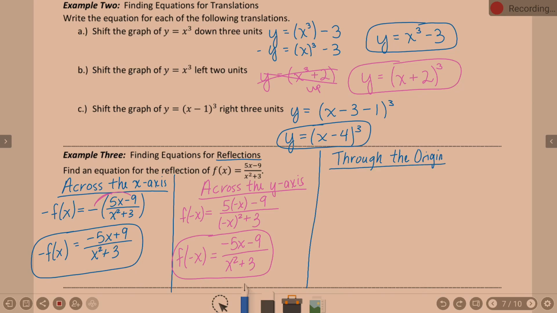Now, when you look up above, through the origin, you're going to do negative f of negative x. So we have to do both. Basically, we're combining the two steps we just did. We're going to multiply the whole equation by negative. So in my first step, I'm just going to put a negative out front. But then we're also going to do the step we just did, where every place you see an x, you replace it with negative x. So you're going to do the 5 times the negative x minus 9, and then the negative x raised to the second plus 3.